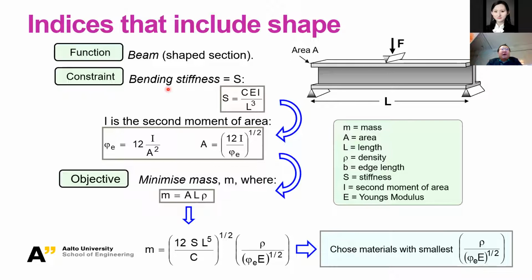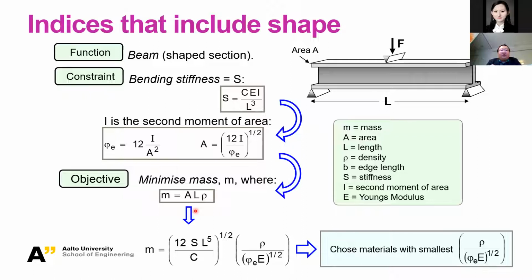We first calculate the constraint, which is this bending stiffness, S. You know the equation, which is related to the constant, E modulus, the second moment of area of the cross section, and L. And then you just introduce the area into the equation, which is here. And if you remember the equation we just showed you before, you can also introduce the shape factor into the equation already. And of course, the mass is nothing but A, L and the density.